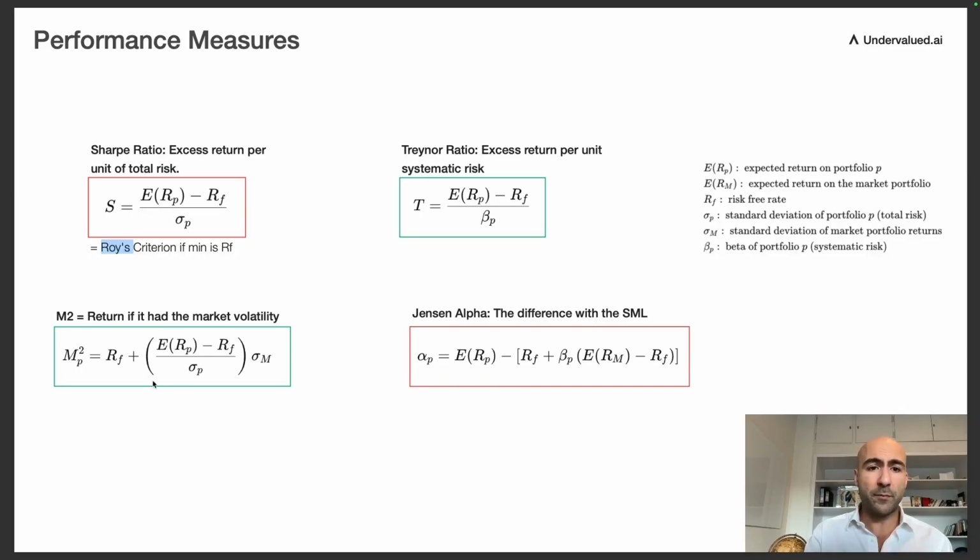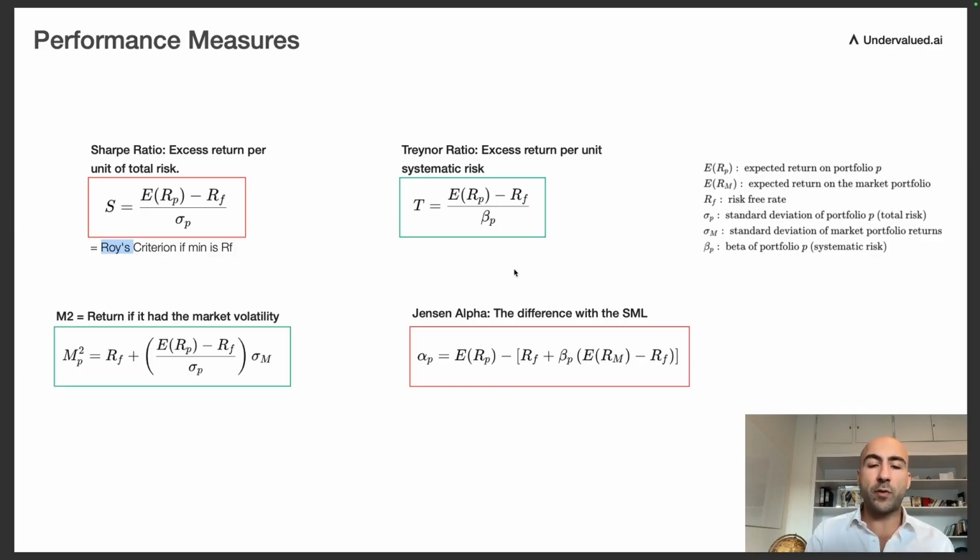Now, M2 is the same idea as the Sharpe, but it expresses it in percentage. Because you see, if we say, okay, the portfolio has a Sharpe of 1, then what does it mean? Is it like 10%, 20%? So M2 answers this question by saying, if we take this portfolio and give it the same volatility as the market, what would the return be?